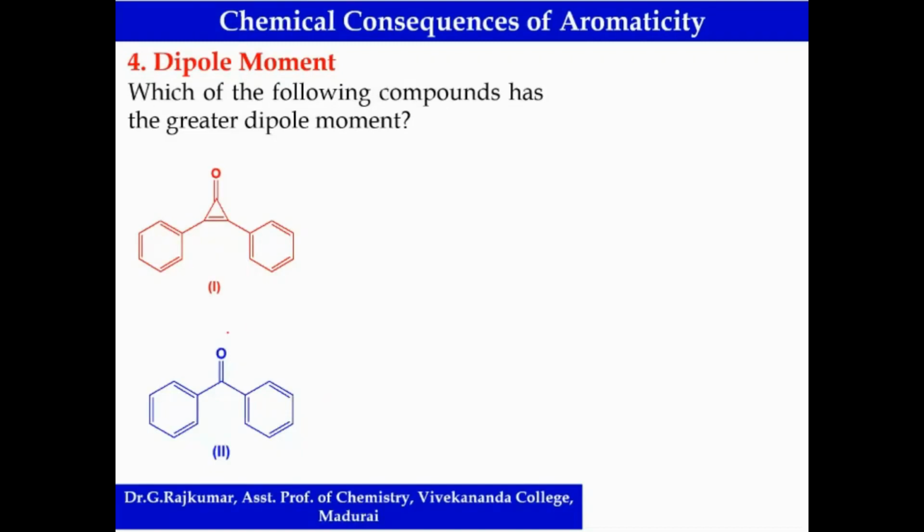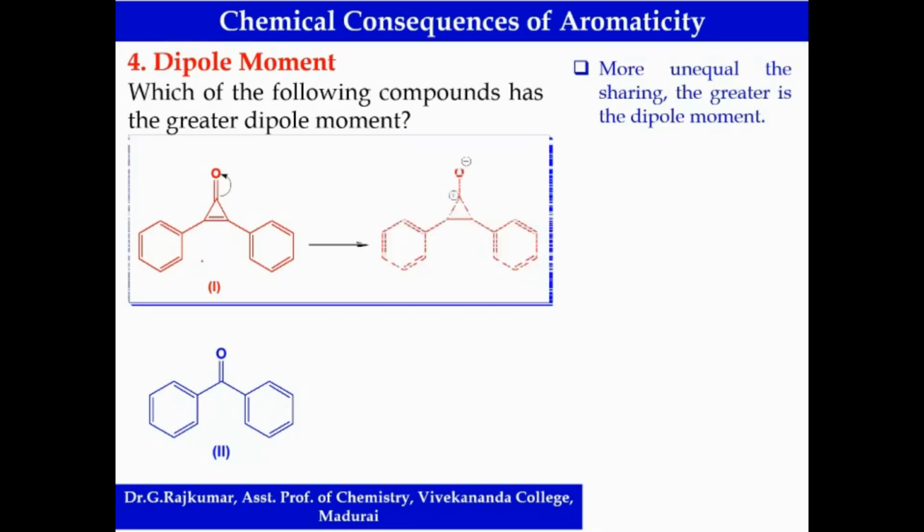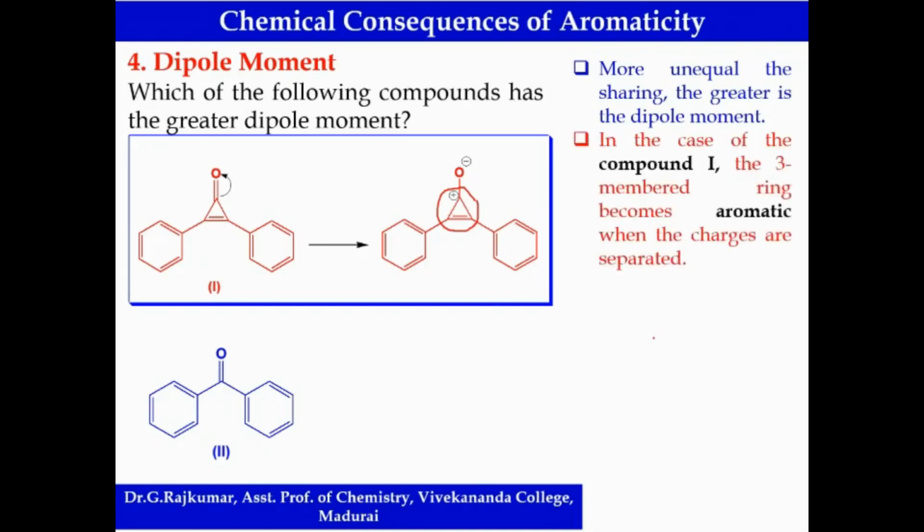So which is having a greater dipole moment, 1 or 2? Because this oxygen is more electronegative. The displacement of electrons, then this part gains aromaticity. Cyclopropenyl cation.